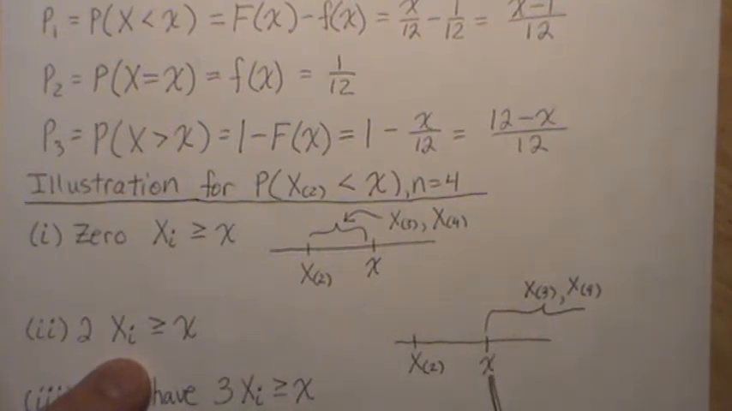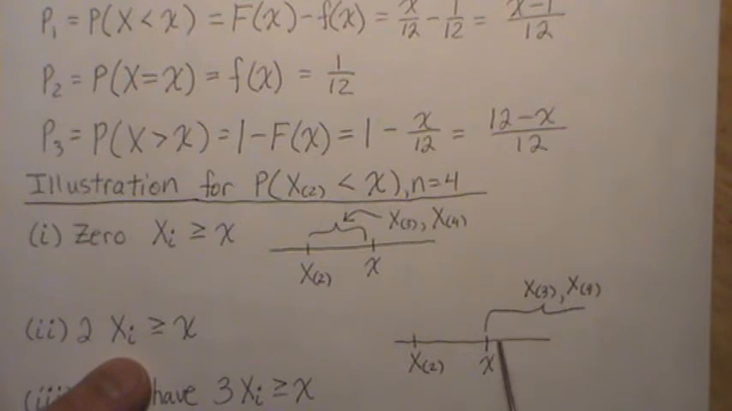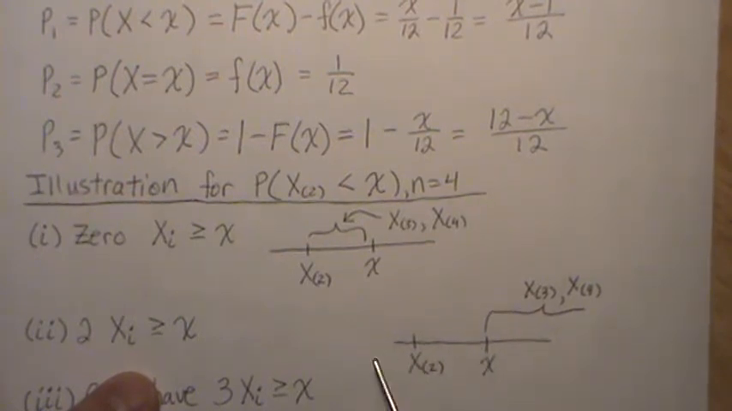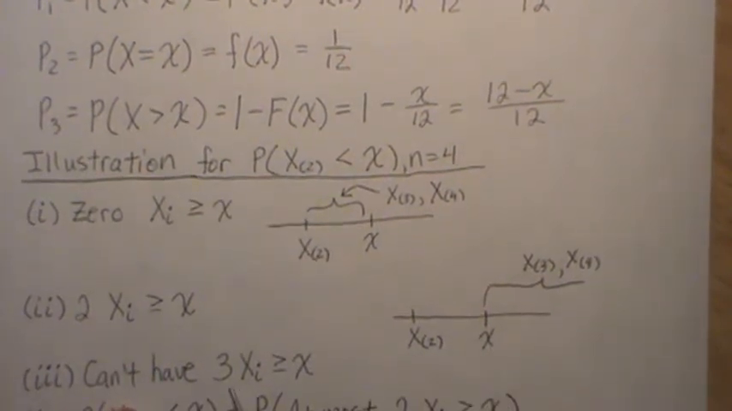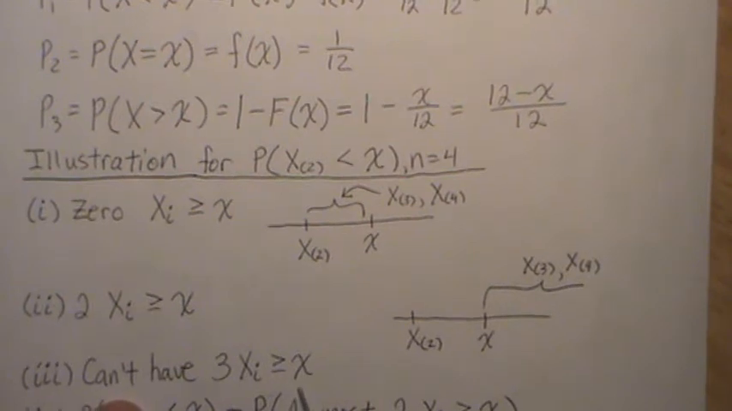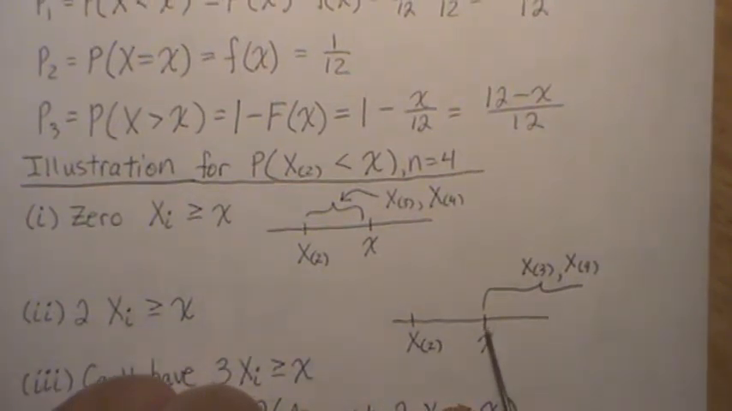That means, if this is x and we have only two values greater than or equal to x, then x2, the second smallest, has to be less than that, right? Now the question is, can we have 3 xi greater than x? And the answer is no, we can't have 3. So let's assume we have 3 observations at x or more.